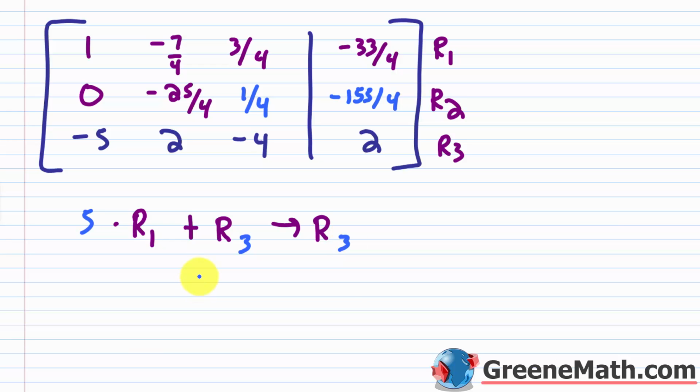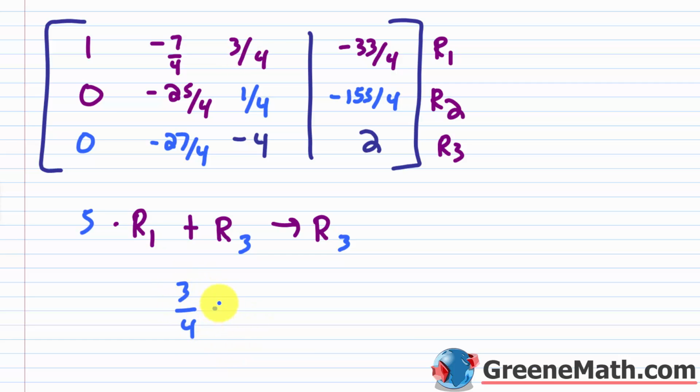So if I do this one would be 0. Then I would take negative 7 fourths and multiply it by 5 and add the result to 2. So this is going to end up giving me negative 35 fourths. And then plus, instead of 2, I'm going to write 8 fourths. So negative 35 plus 8 is negative 27. So this is going to be negative 27 fourths. That's going to go right here. So negative 27 fourths.